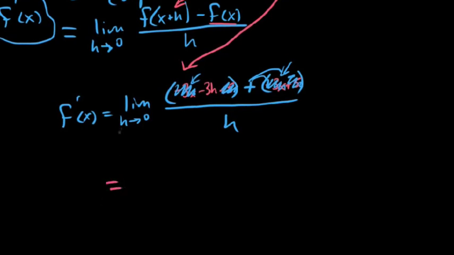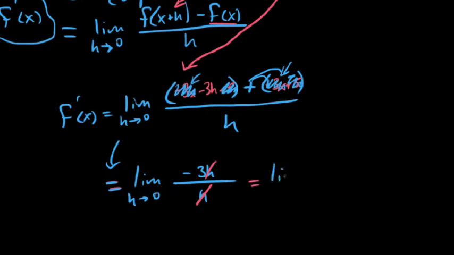So this expression we're working with right now becomes the limit as h goes to 0 of this. The simplified form would be the negative 3h left on top over h. And what happens here, our h's cancel, and certainly what you get is this. Okay, so the limit as h goes to 0 of -3.